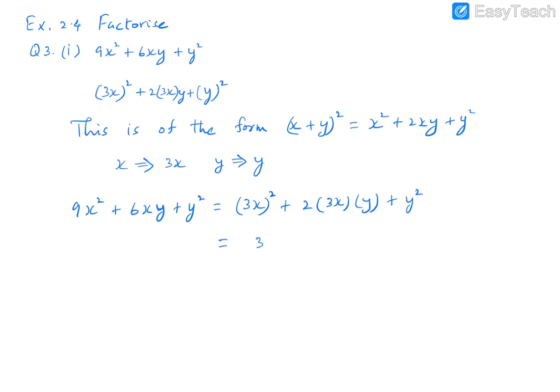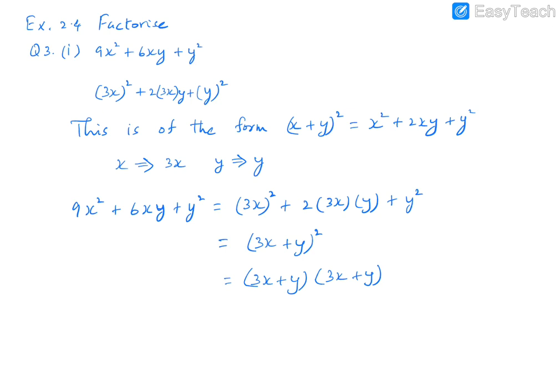So we can write this as 3x plus y the whole square, which in terms of the factors we can write as 3x plus y into 3x plus y. Okay, so we have seen we have used the identity again to factorize the polynomial.